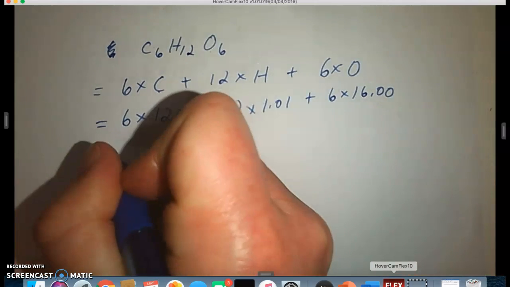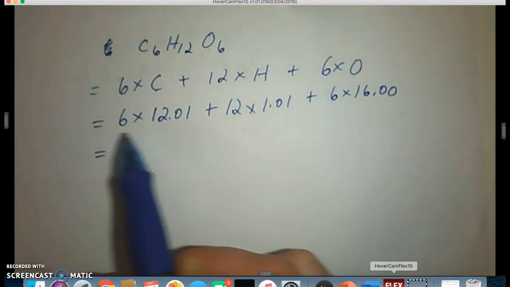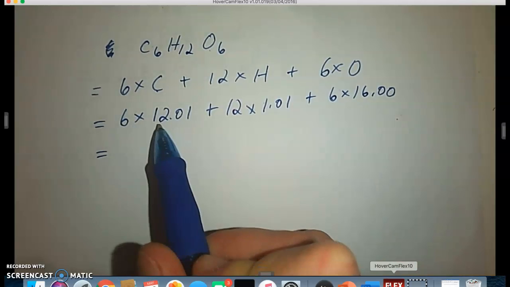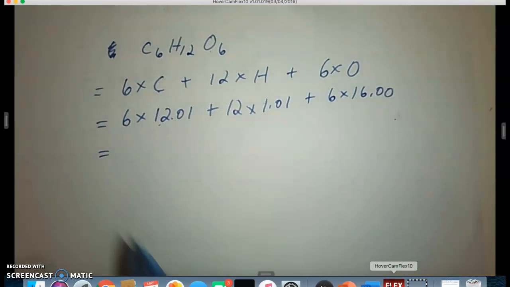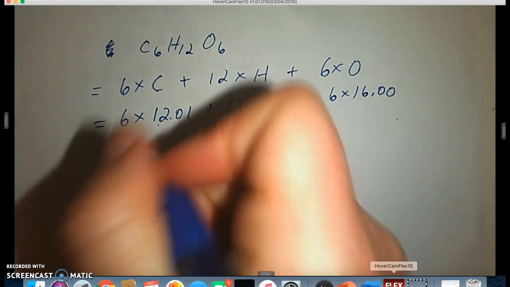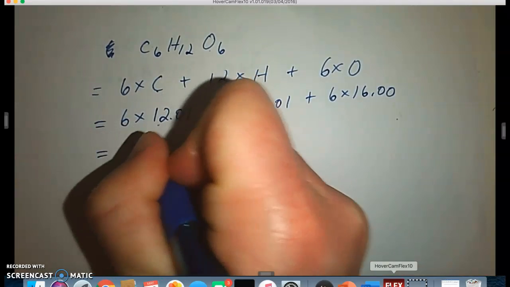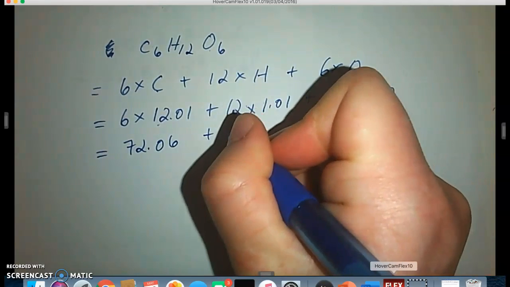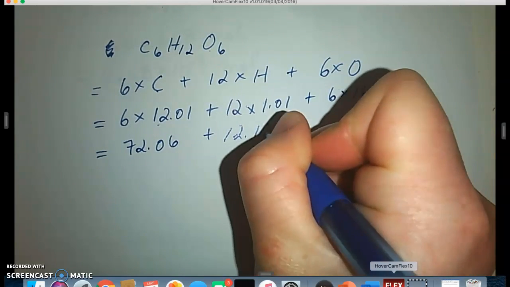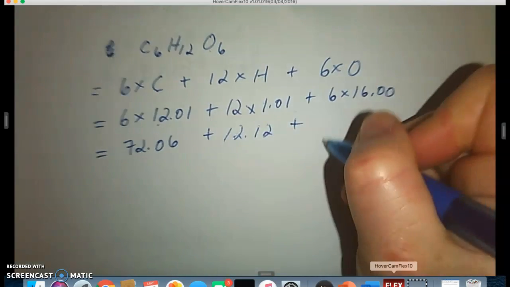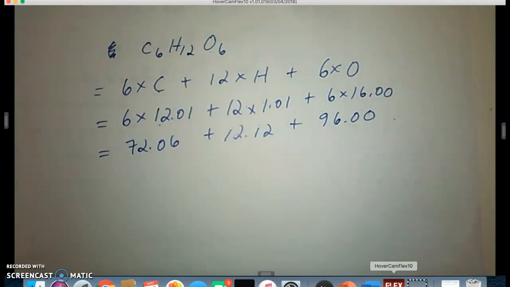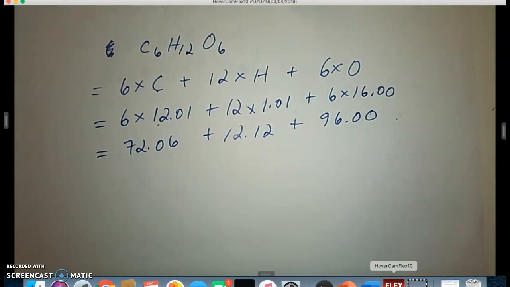So then our next step is you can type this whole thing into your calculator and get the answer all at once, or if you want to break it into the steps, that's fine too. So you'll do 6 times 12.01, that's 72.06, plus 12 times 1.01 is 12.12, plus 6 times 16 is 96.0. Okay, and I'm showing off my mental math skills there, but you are welcome to do that on a calculator.